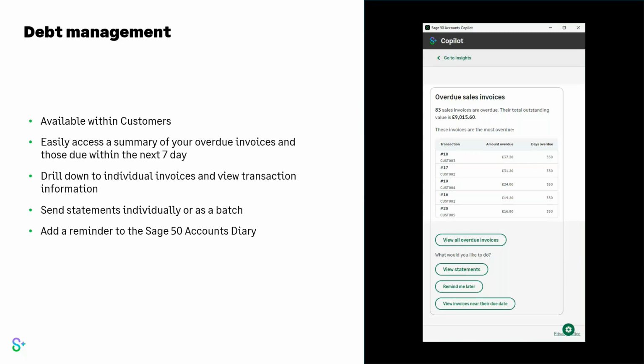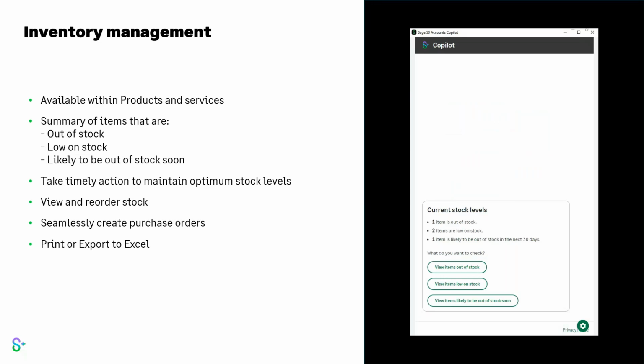So the current Copilot Insight looks a little bit different to what I've got on the screenshot, but this is what you'd see if you were on version 31.1 or 32.0. But you'll see the latest one when we start running through a few demos in a few minutes. For inventory management, helping you to stay on top of your products and services. So it's going to summarize items that are out of stock, low on stock, items that are likely to be out of stock in the next 30 days. Again, you'll be able to drill into that.